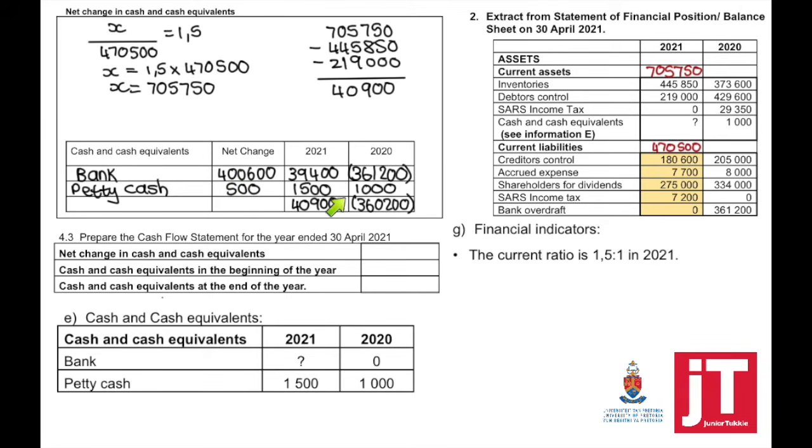Petty cash, there was an increase of 500. Now if I add those two together, it must equal exactly the same answer. And those totals will go to 4.3, prepare the cash flow statement. The balance in the beginning, my cash and cash equivalents. The balance at the end for cash and cash equivalents. And there is my net change.